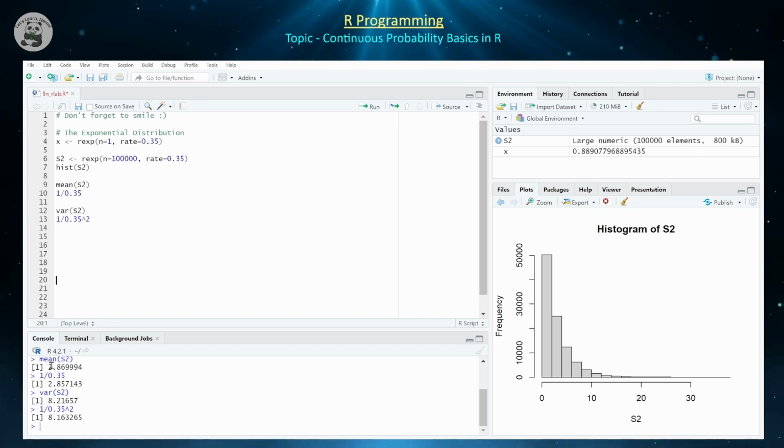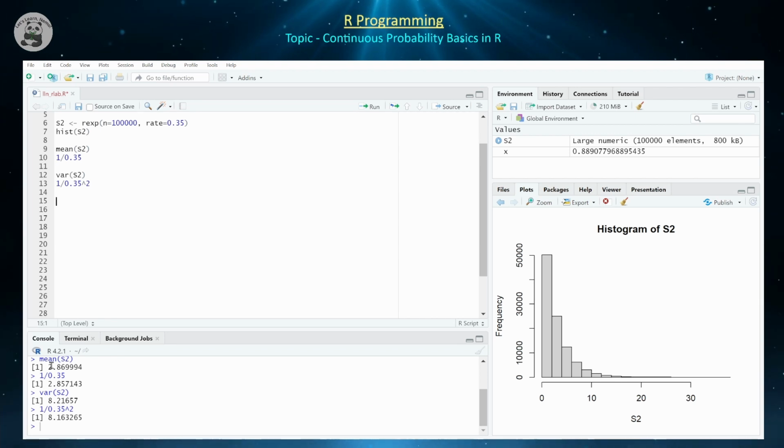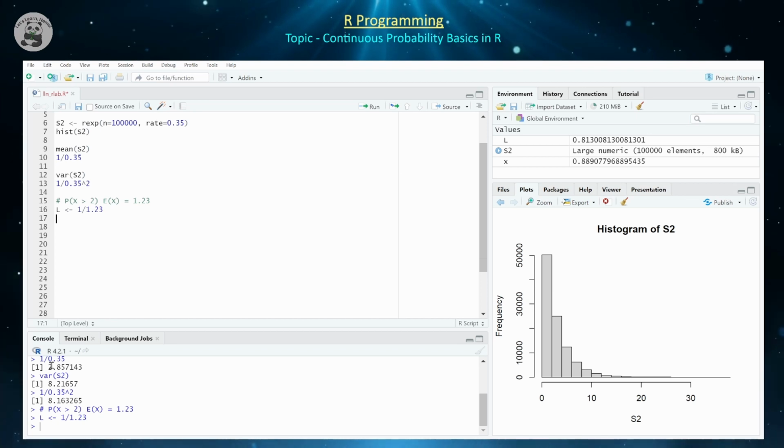Now let's do a couple probability examples on how to do probabilities for exponential PDFs in R. So let's assume that we're interested in finding the probability that x is bigger than 2 with the prior knowledge that the expected value is going to be equal to 1.23. So in order to do this type of problem, we can, for example, first off define our lambda value. So lambda value is going to be equal to 1 divided by the expected value of 1.23. So that's our L.